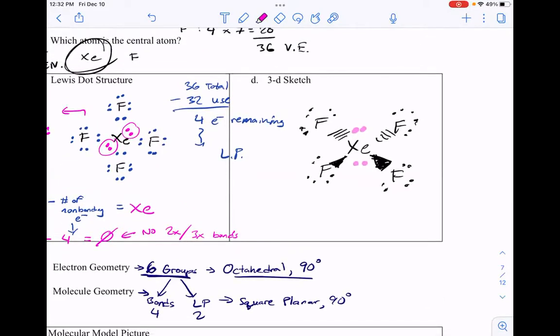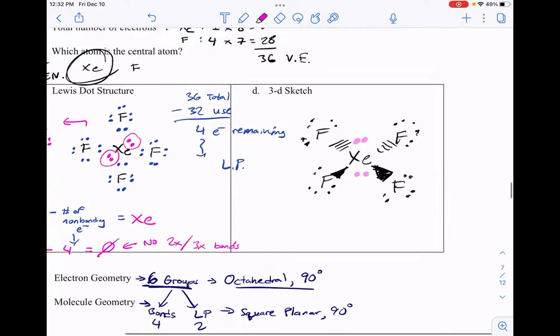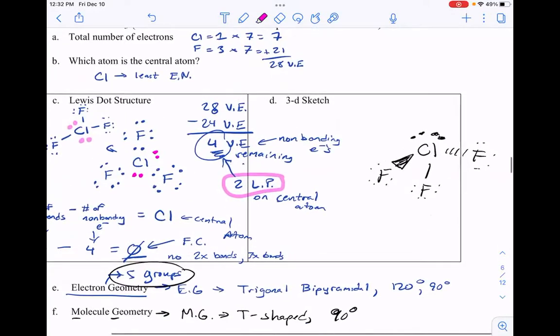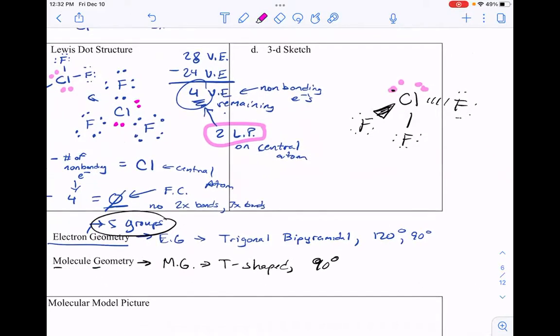Okay. And I think I did that for chlorine, right? Did I add in lone pairs? Yeah, I did. Let me just fix this. Maybe I'll fix this too.